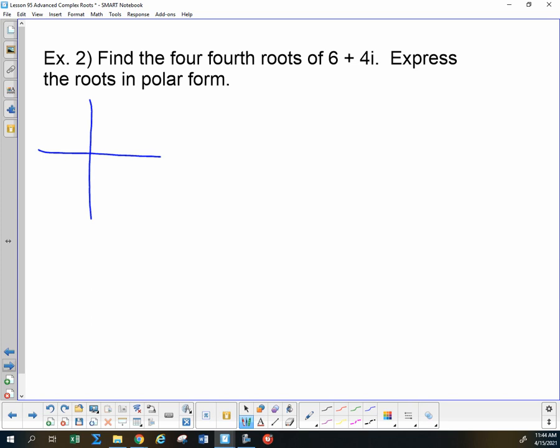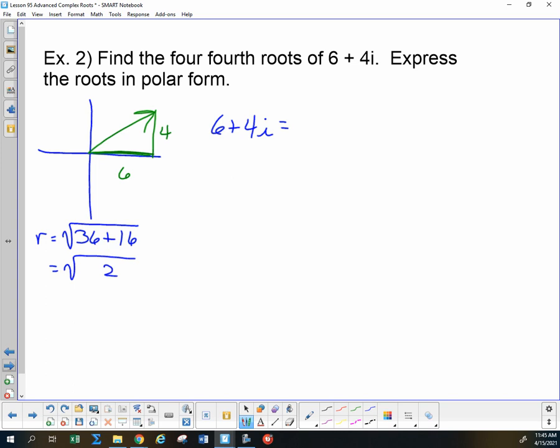So 6, that's to the right. 4i, that's up. So I'm in the first quadrant. So I do want something that is between 0 and 90 degrees. So I need to say that r is the square root of 36 plus 16. So square root of 52, and I know I can simplify that as 2 root 13, but I'm going to hold off. Maybe I want to do that before I'm done. But for now, I'm just going to leave it root 52.